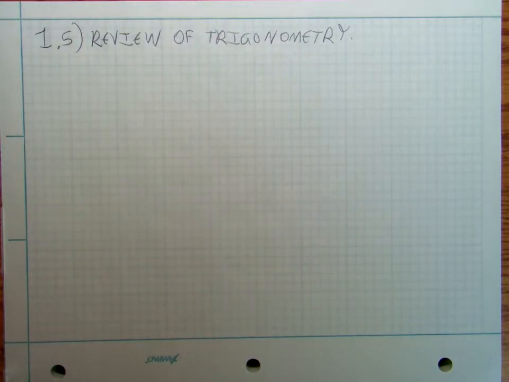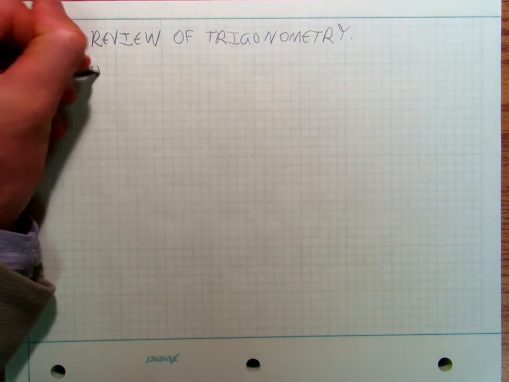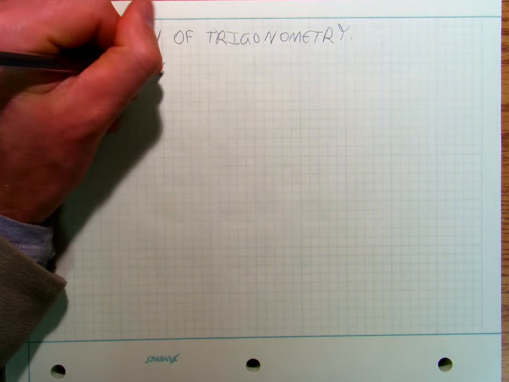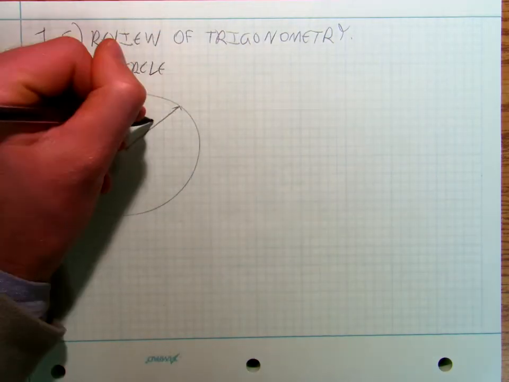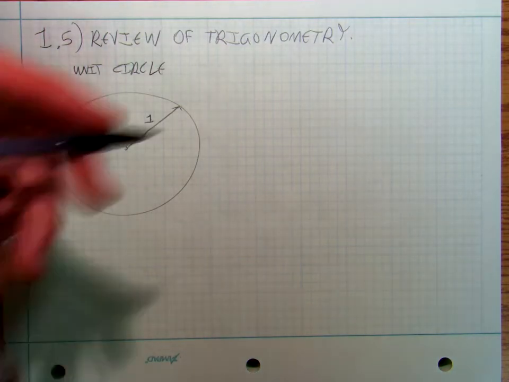Okay, so this video is going to be a review of trigonometry. What does trigonometry start with? Trigonometry starts with the unit circle. So we've got a circle that has a radius of 1, and that's going to really drive trigonometry. Now, the first thing that I want to know is, what is pi?